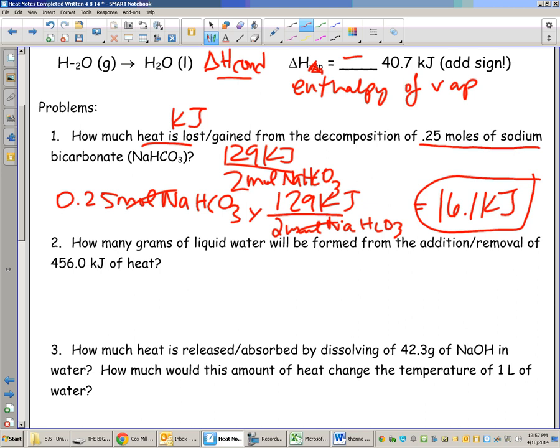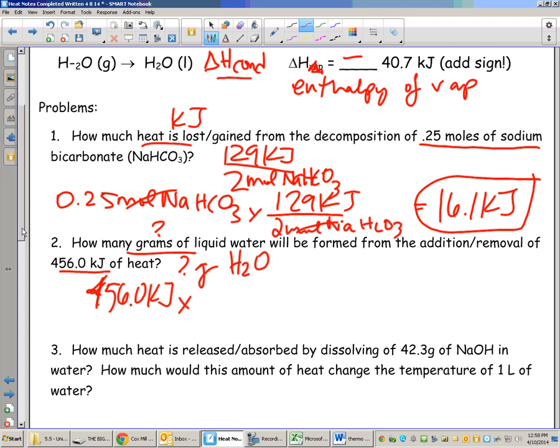Awesome. Okay. So now we're looking for grams, right? The question is how many grams of liquid water will be formed from the addition of 456.0 kilojoules of heat. So what's my starting point? 456.0 kilojoules of heat. I need to multiply that by something. What do I need to get rid of right now? What unit? Okay, so where do I go look for that?